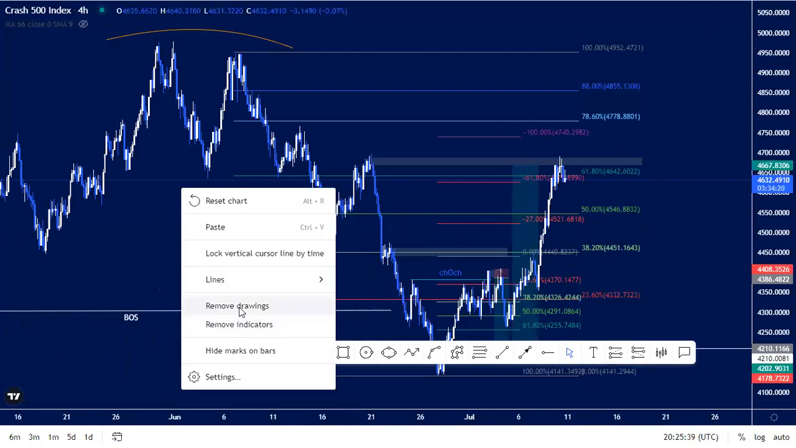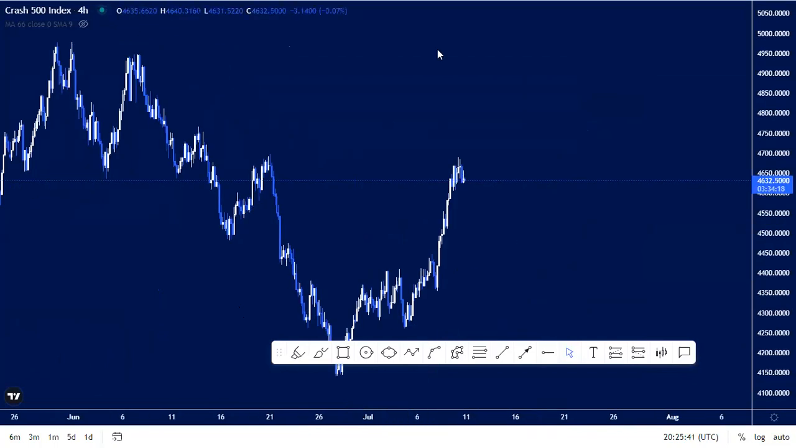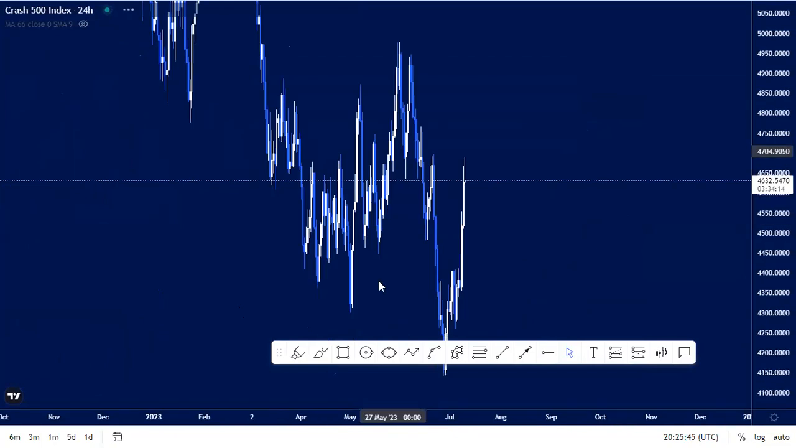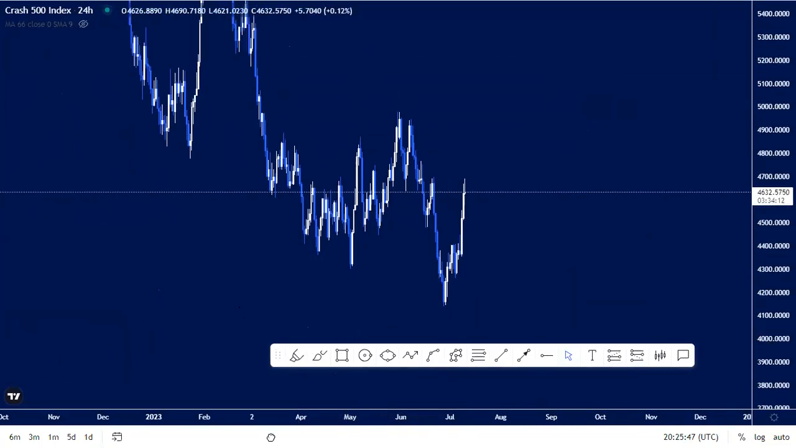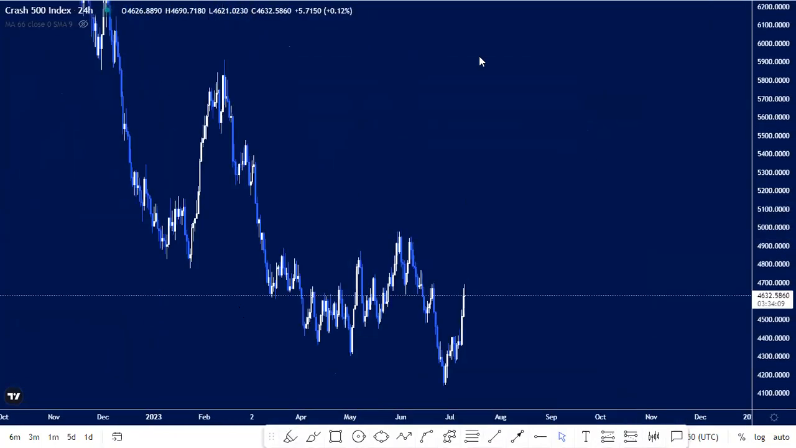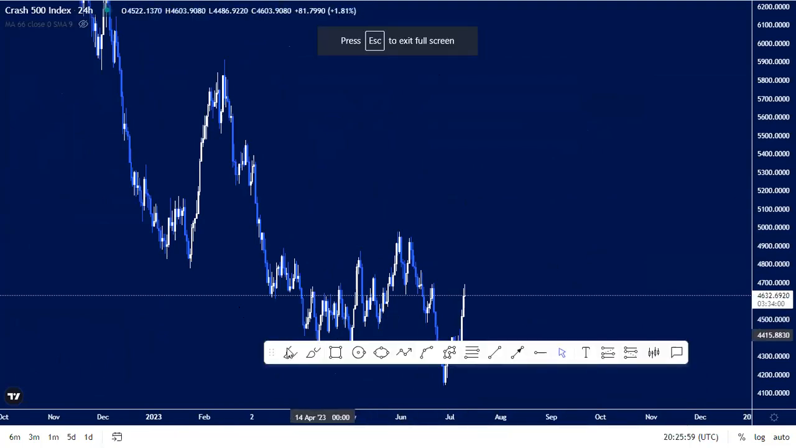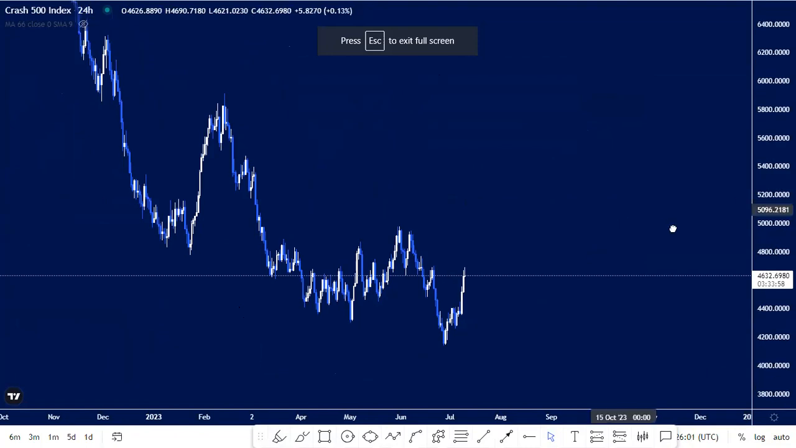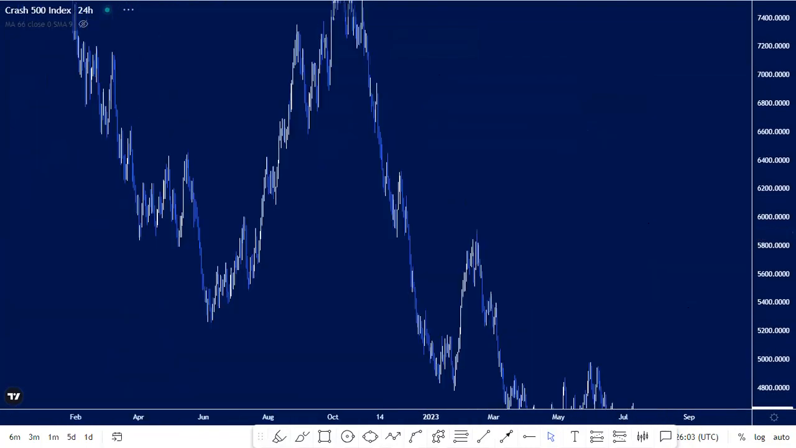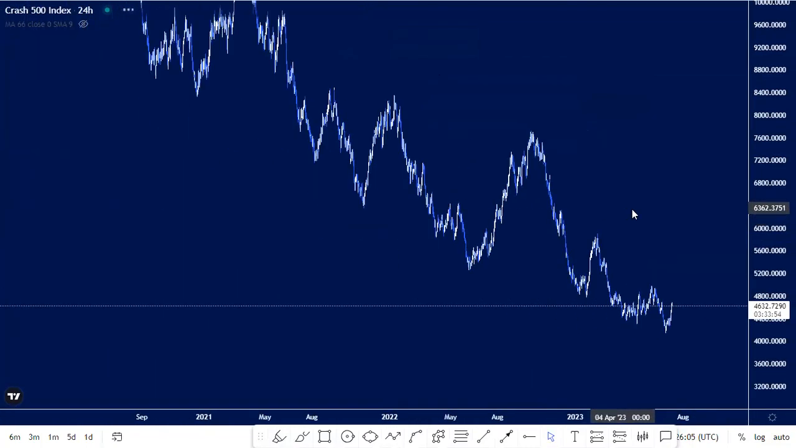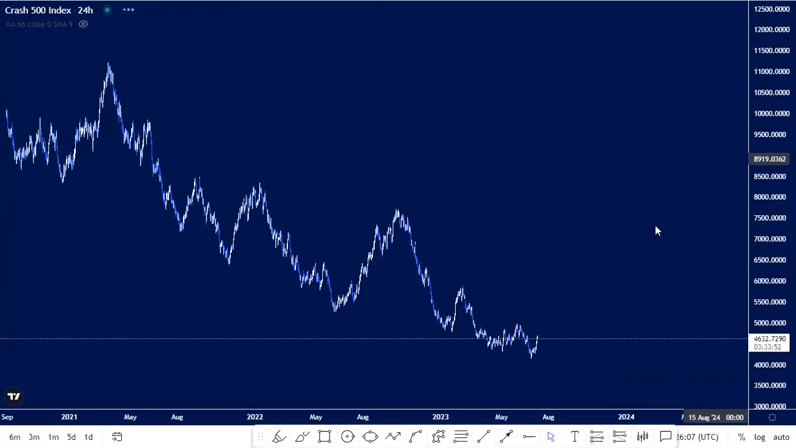Crash 500, right? Crash 500 is also a good pair. If you ask me, it's a good pair. It's actually more stable compared to Crash 300. Especially if your account is small, make sure that you play around with pairs that are not that vicious. Comparing Crash 300 to Crash 500, Crash 300 is very vicious.